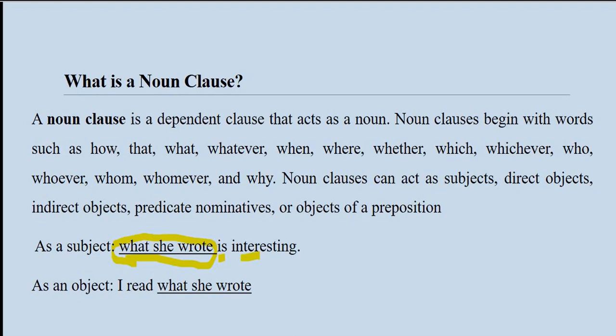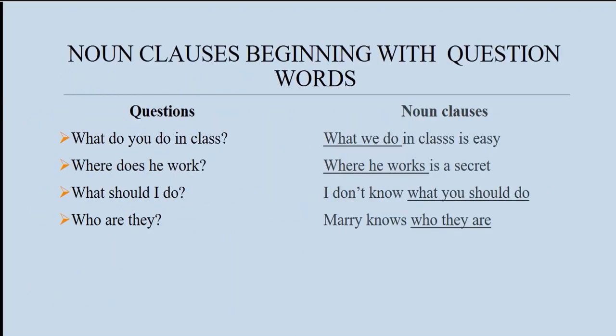So a noun clause can also function as an object. For example, "I read what she wrote." You can see the subject of the main clause, the verb, and the object. The object is a kind of noun clause. Noun clauses begin with question words, as I said. So let's see the simple question and the noun clause, which seems like a question.